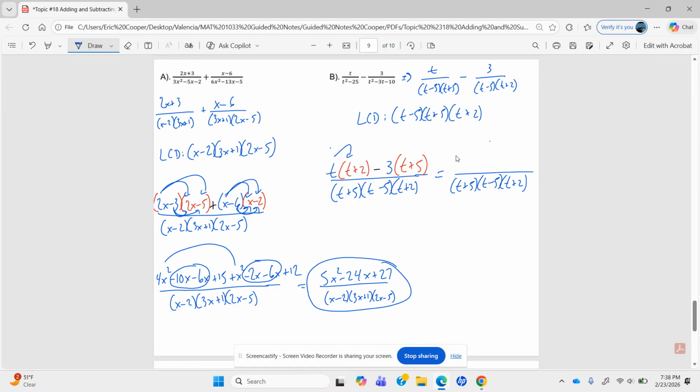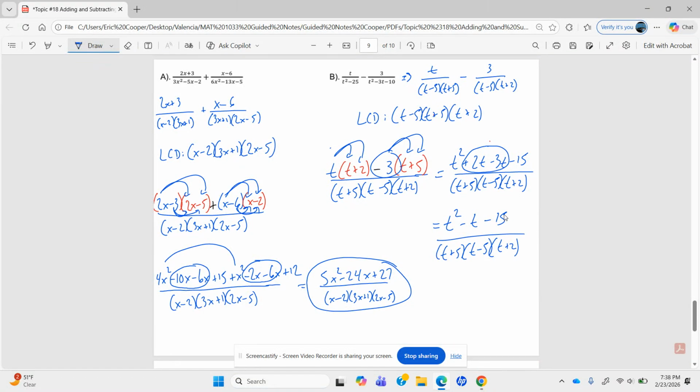t times t is t squared. t times 2 is 2t. Negative 3 times t is negative 3t. And negative 3 times 5 is negative 15. Combining like terms here, we've got t squared. 2 minus 3 will give me negative t, minus 15. And here we'll have t plus 5, t minus 5, and t plus 2.